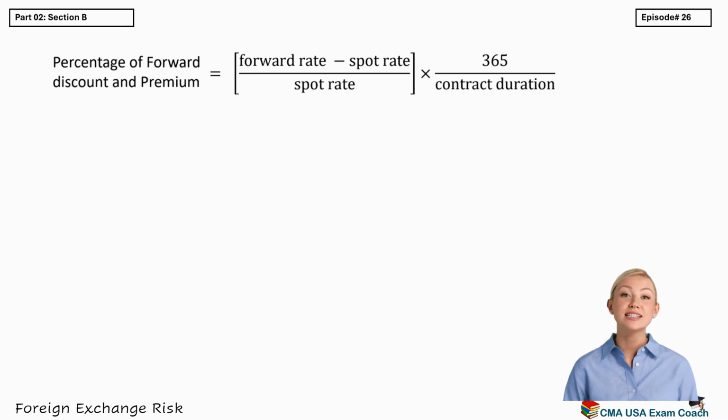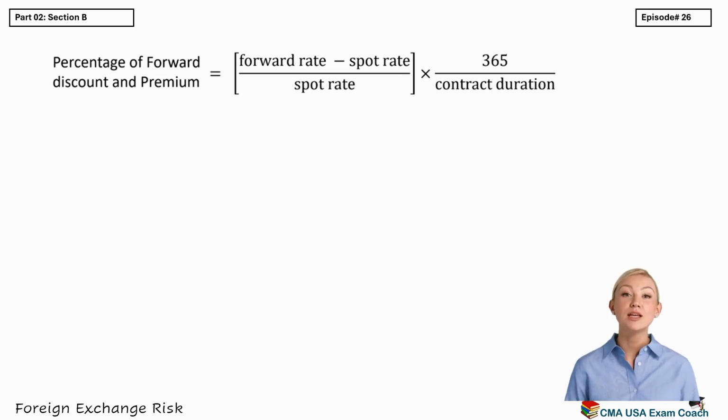This means the currency is expected to strengthen. If the forward rate is lower than the spot rate, the currency is at a forward discount, meaning it is expected to weaken. This percentage tells businesses and investors how much extra cost or benefit they can expect from the forward contract compared to the current spot rate, adjusted to an annual basis.